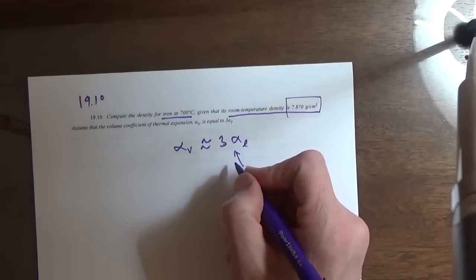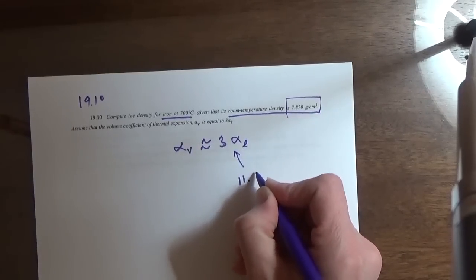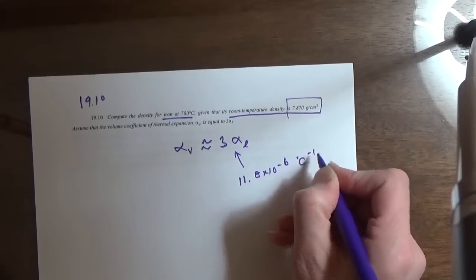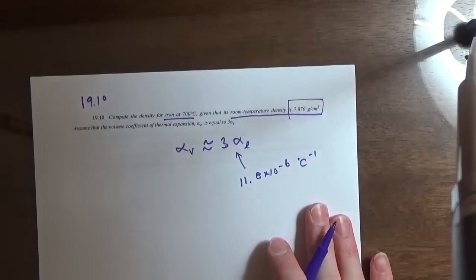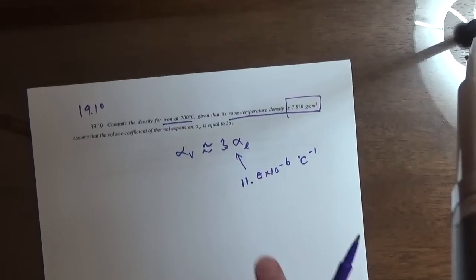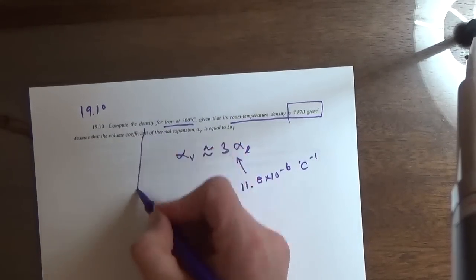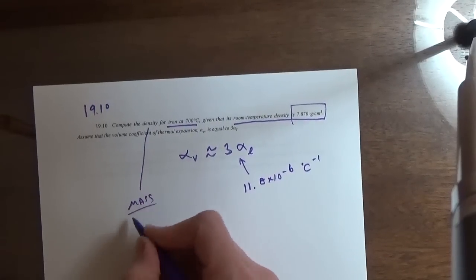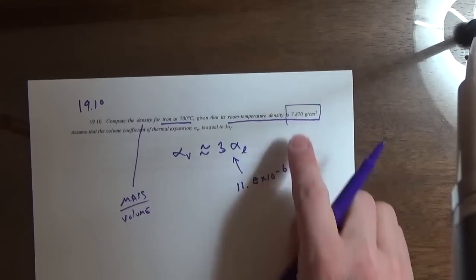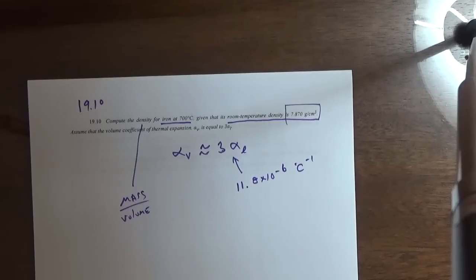and that is, let's see if we can find that here. It is 11.8 times 10 to the minus 6 inverse degrees Celsius. Okay, so for this we want to know the change in the density, or we want to know what the density is, which means we want to know the mass per volume, and if we have an initial mass per volume, what we're going to do is just take that and approximate that the mass doesn't change.